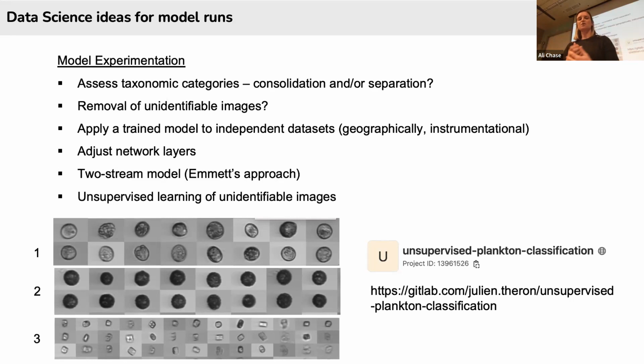A two-stream model, as I was referencing here, is something that Emmett tried, where he first trained a model to separate the unidentifiable from the identifiable images, or living and non-living, and then a second tier of the model where he was then just categorizing the living and identifiable, usually the bigger plankton. So there are different ways that we could approach that. And then unsupervised learning of unidentifiable images.